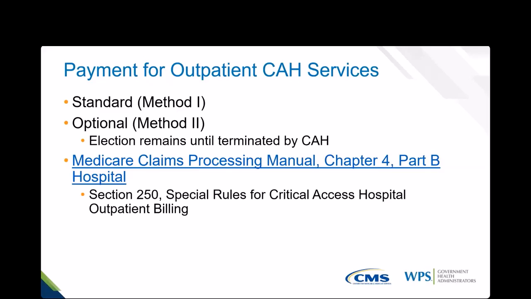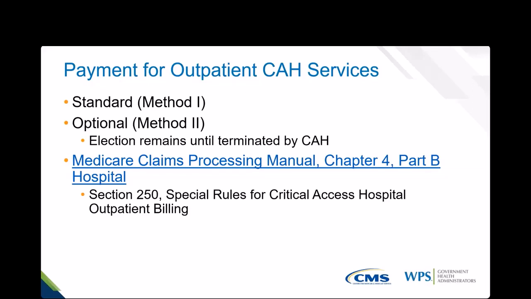Medicare pays according to the standard method unless the critical access hospital elects the optional method. CAHs no longer have to submit an annual payment election under method 2. In years past, that was required for every fiscal year that the critical access hospital wanted to enroll in that optional payment method. That's no longer the case. Once a hospital elects method 2, that election remains in place until we're notified by the critical access hospital that they want to revert back to that standard method.